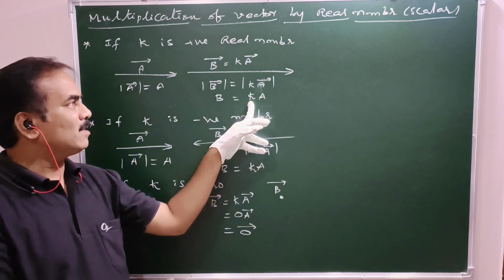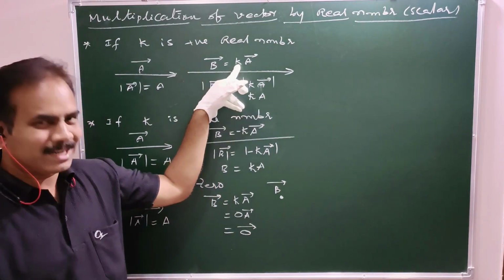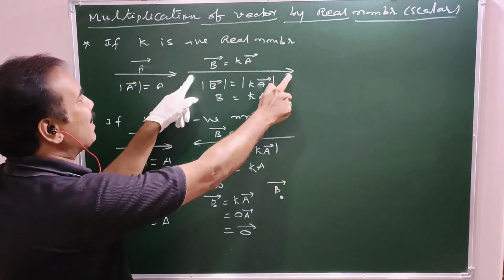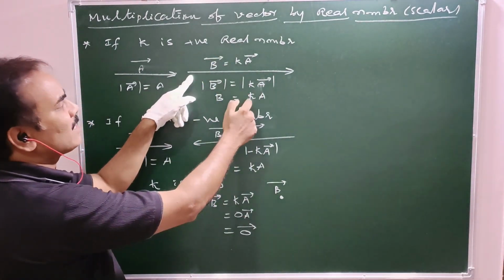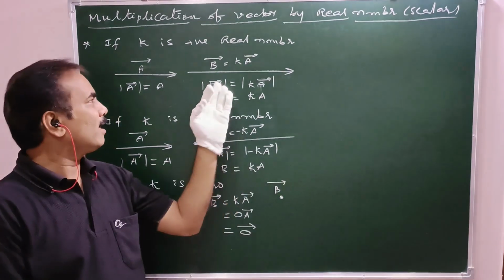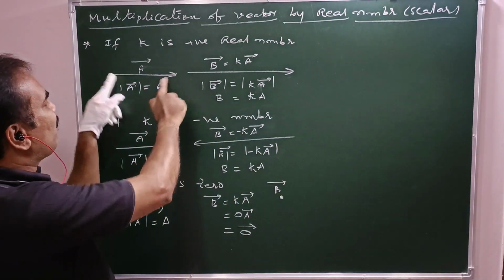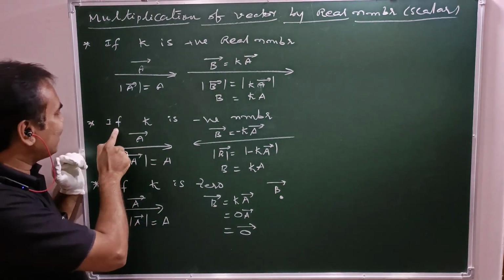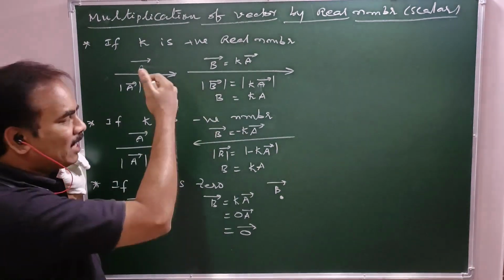Direction will not be changed provided k is a positive real number. Both are along the same direction, but the length only increases. Why? Because here k is greater than 1, for example. Thereby the magnitude increases from a to k a. Now let us see the second case, that is if k is a negative number.